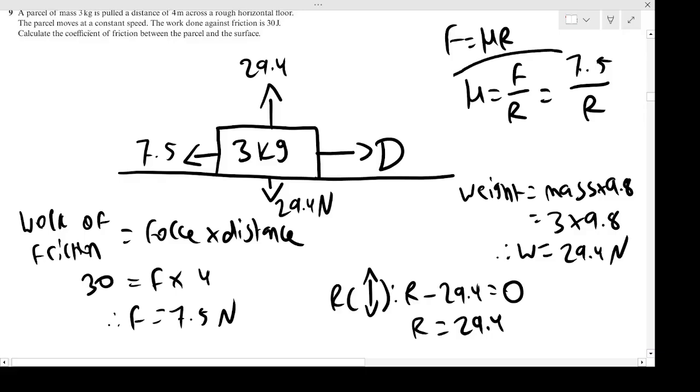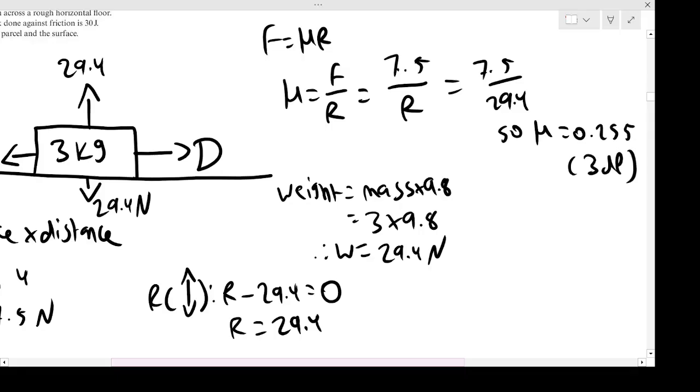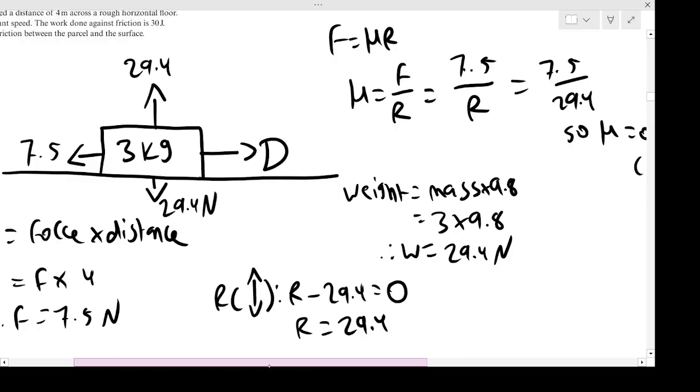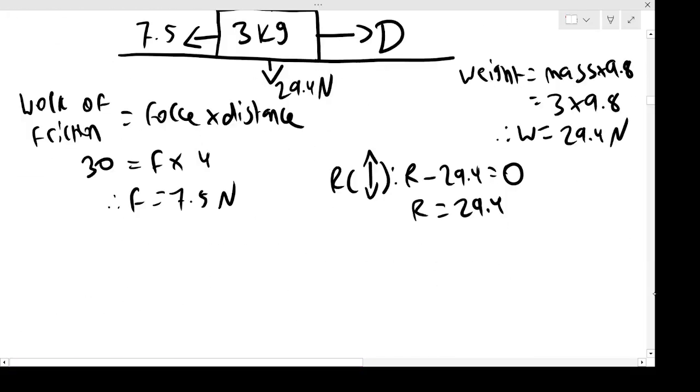So now we can work out what mu is, because now we know the reaction force. 7.5 over 29.4. If I work that division out, I get 0.255 to 3 decimal places. And that is the coefficient of friction. Okay, cool.